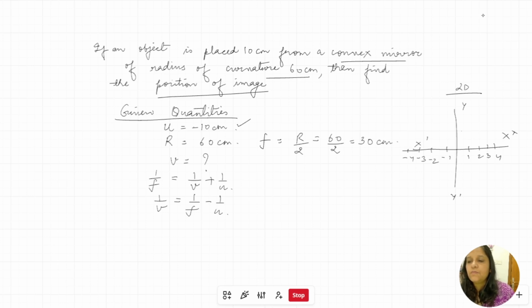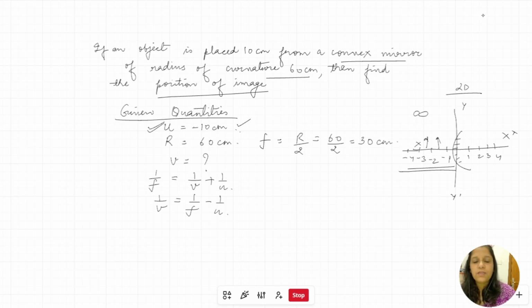Now for a convex mirror, let's make this mirror like this. For a convex mirror, the position of the object can be either at infinity or at some finite distance. My object can be here, or it can be at infinity position. Now you can see that it is present on the negative x-axis. That is why the sign for object distance will be taken as negative in both convex and concave mirror.